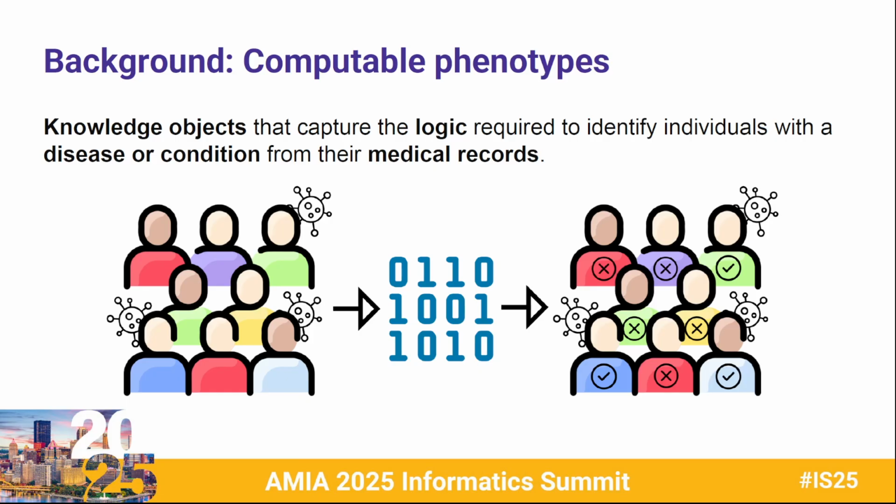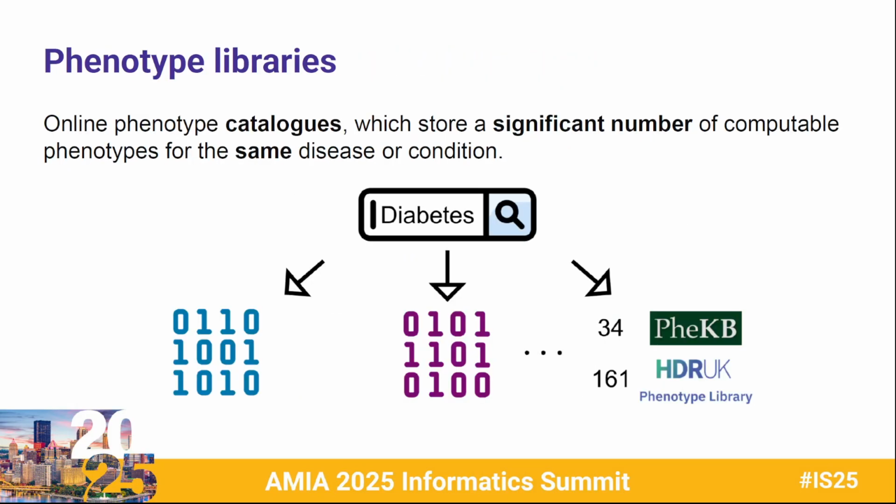First, a quick definition of computable phenotypes, which I'm sure you'll be aware of. These are knowledge objects which use a patient's EMR alone to determine if they have a disease or condition. And what we're seeing is the emergence of what we call phenotype libraries, which are online catalogs of often thousands of computable phenotype definitions.